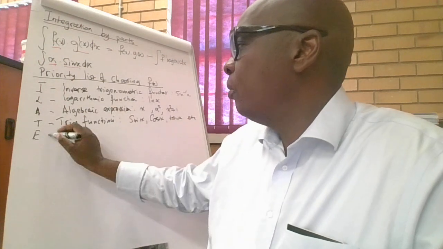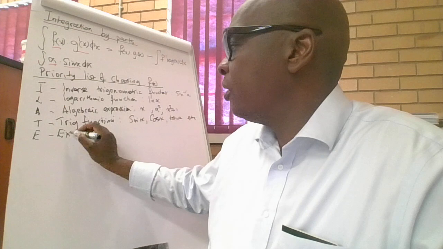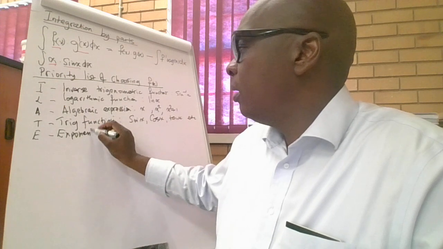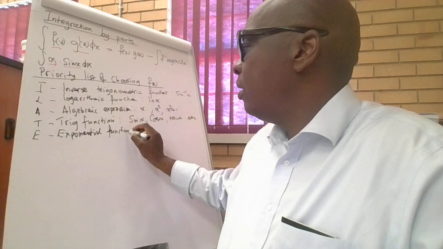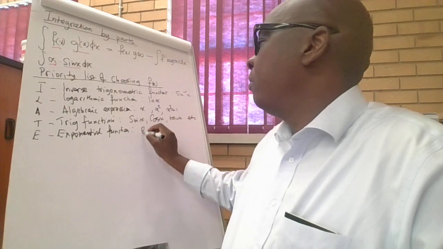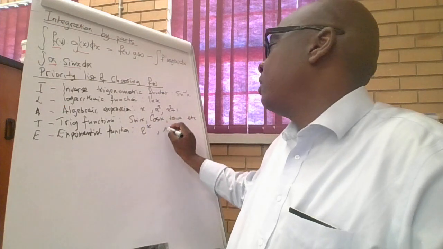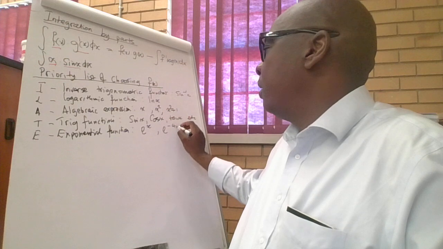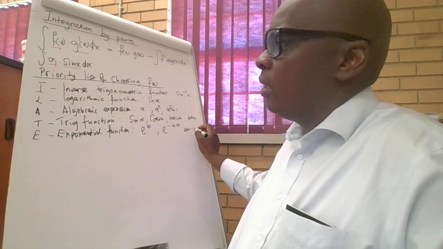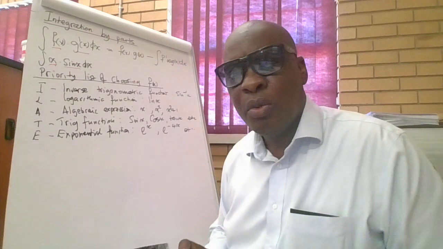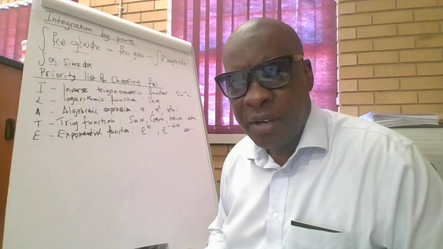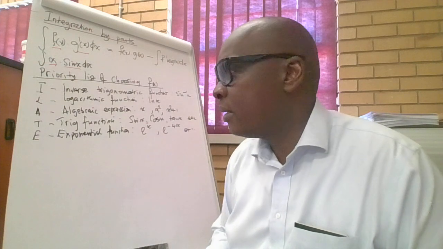Then lastly would be the exponential function. With the exponential, we're talking of things like e to the power x, for example, e to the power minus 4x, etc. So that is the priority list that we use to integrate a function by parts.